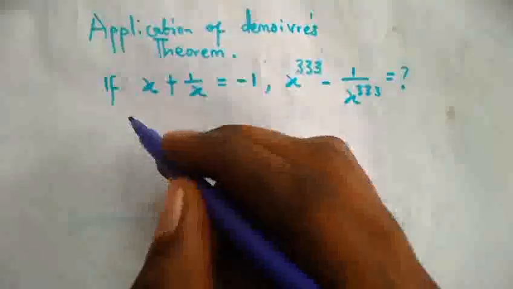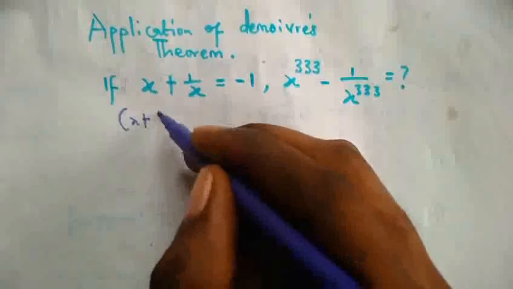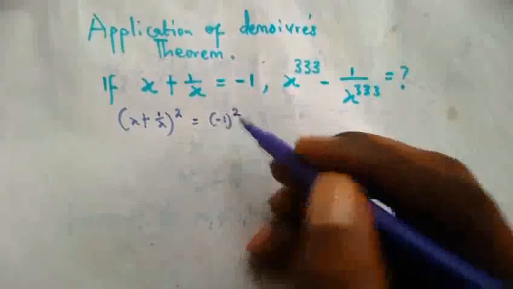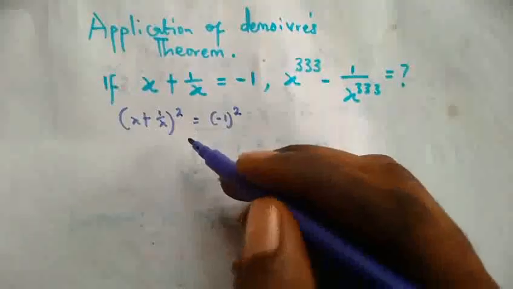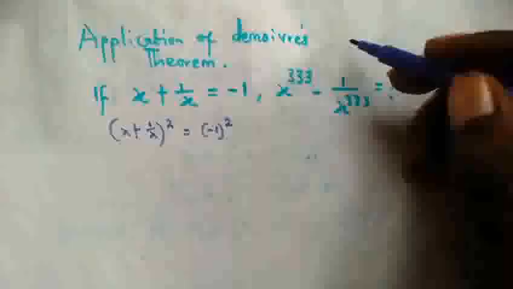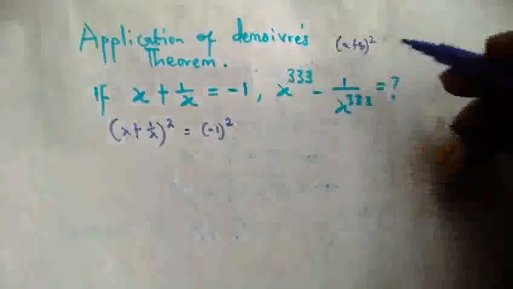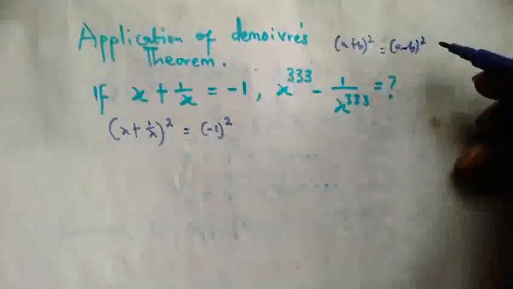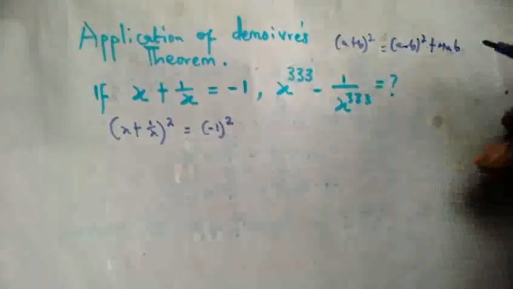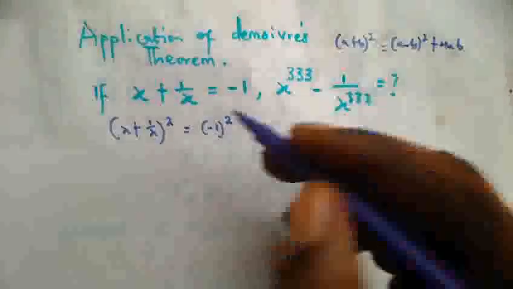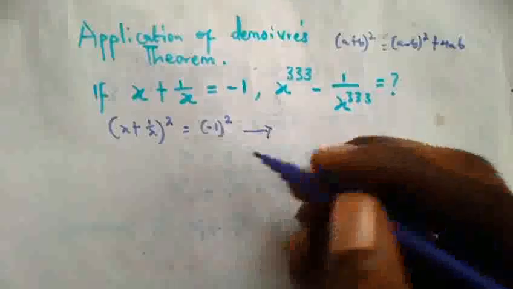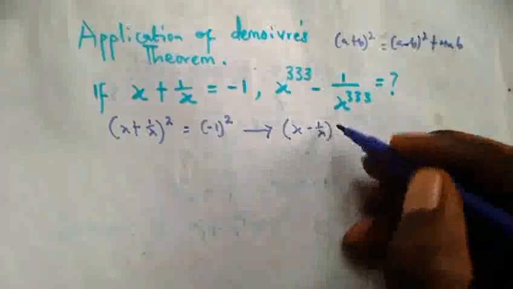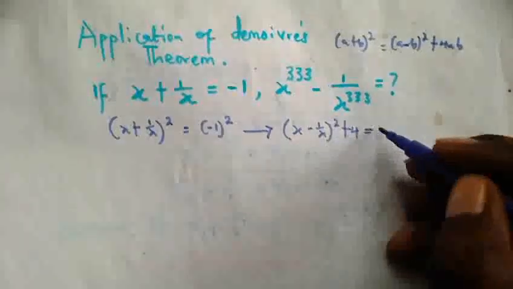So now I have x plus 1 over x, all squared, is equal to negative 1 squared. From here I'm going to use the algebraic identity that (a plus b) squared is the same as (a minus b) squared plus 4ab. Using this idea, the left hand side will be (x minus 1 over x) squared, plus 4, is equal to 1.